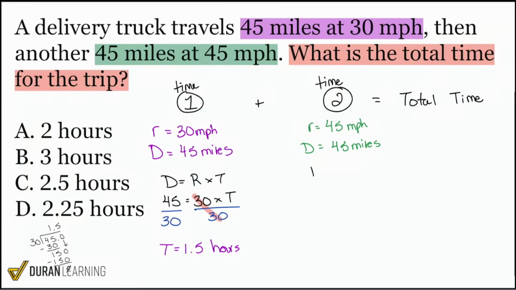We have our distance equals rate times time formula. We have 45 miles as the distance. We have 45 miles per hour as the rate. And just like before, we'll divide both sides by 45.